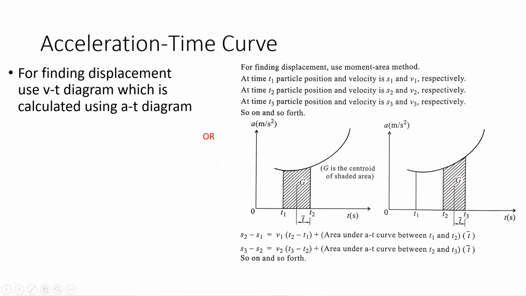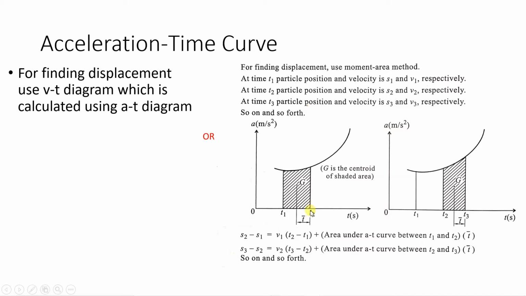Okay, so understand this method. One numerical we might take on this method later on. Here just observe this: it is acceleration on the y-axis versus time on the x-axis, and one curve has been shown. The initial time is t1, the final time is t2, and the centroid of this area is marked over here. So what will be s2 minus s1?